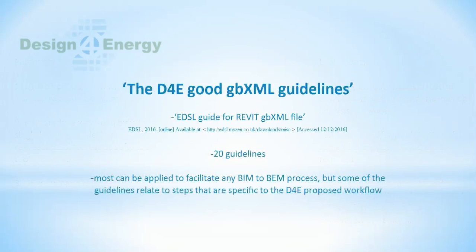A guide providing detailed information on how to design in Revit with energy analysis in mind is the EDSL Guide for Revit GBXML file. Based on the existing guide, the Design for Energy Good GBXML guidelines have been developed. There are 20 guidelines, and although most can be applied to facilitate any BIM to BEM process, some of the guidelines relate to steps that are specific to the Design for Energy proposed workflow.